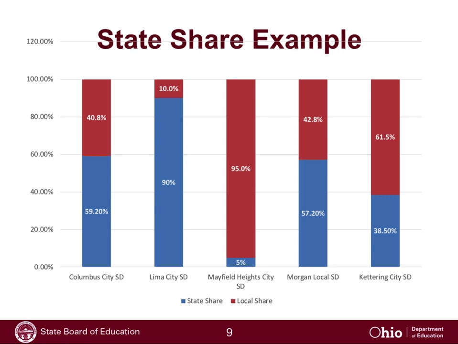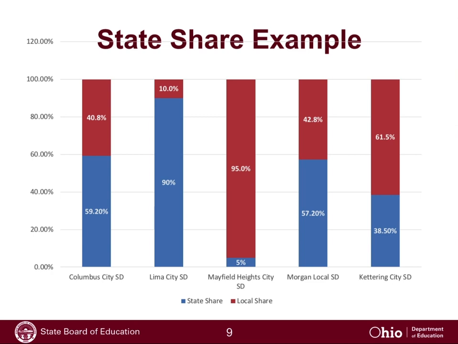For a district like Lima City School District, that under the state share calculation is considered less wealthy, to have lower capacity, their state share is 90%. And so their implied local contribution is only 10%. Conversely, Mayfield Heights, a wealthier district, their state share is only 5%.